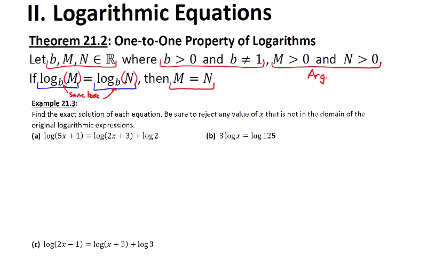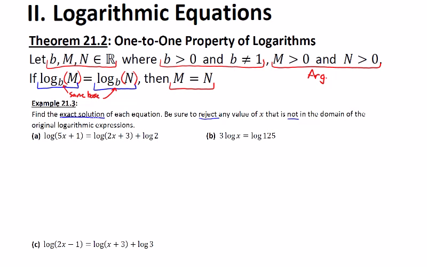Let's look at example 21.3. It says find the exact solution of each equation, and then there's an extra sentence here: be sure to reject any x value that is not in the domain of the original logarithmic expressions. So let's take a look at the first equation. We have log of 5x plus 1 is equal to log of 2x plus 3 plus log of 2.